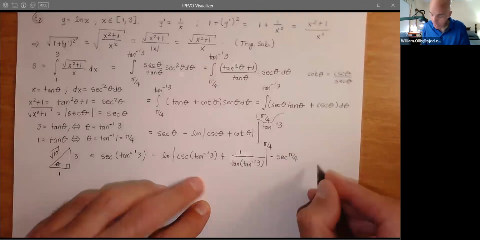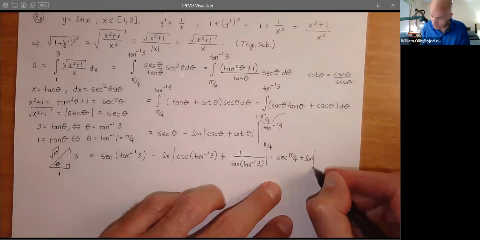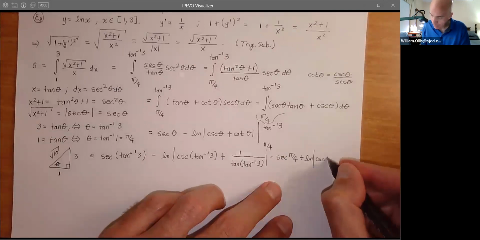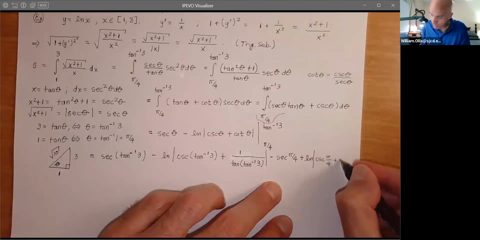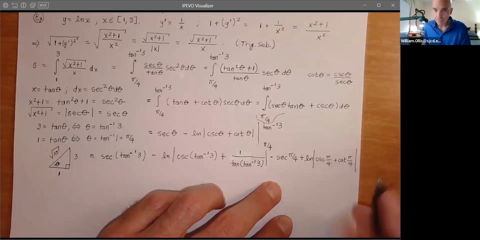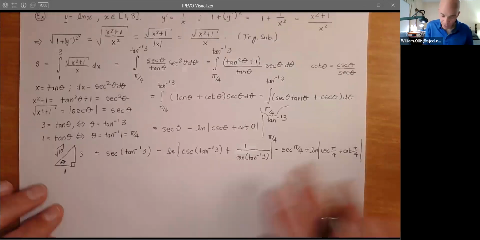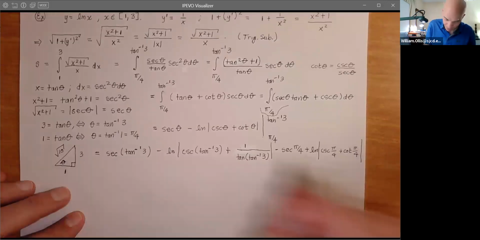And then we'll have minus minus, so we'll have plus natural log cosecant pi over 4 plus cotangent pi over 4. Right to the edge of the page.